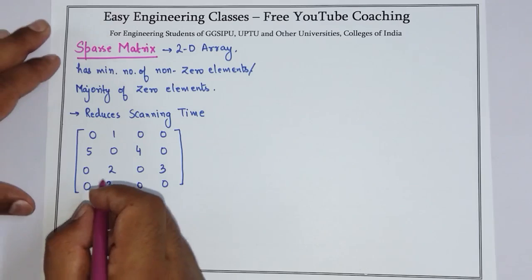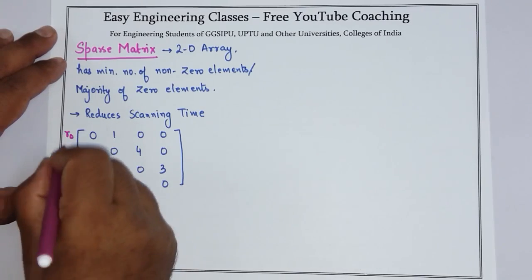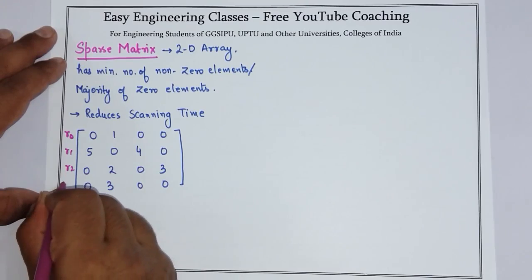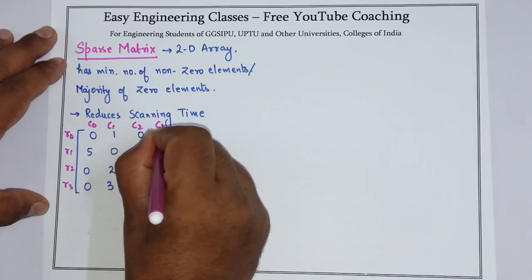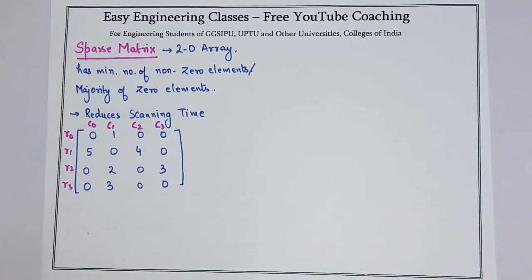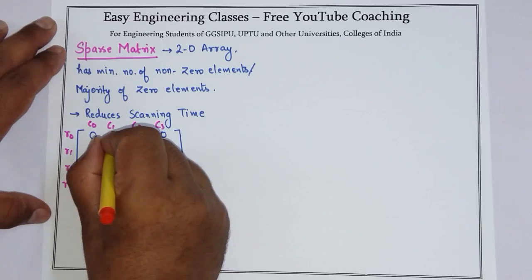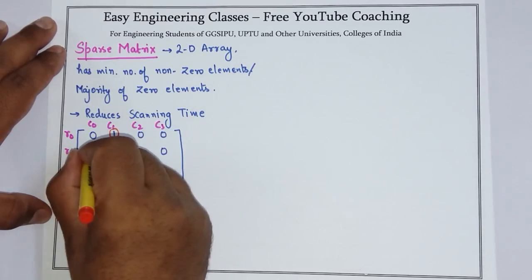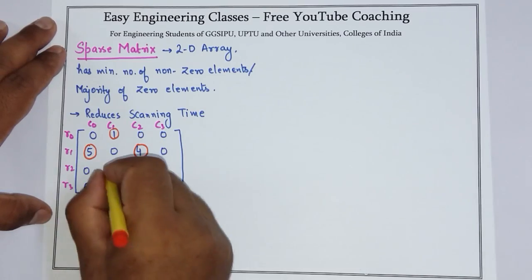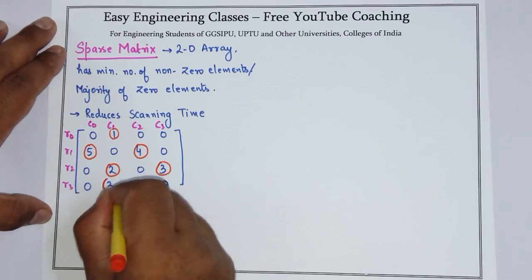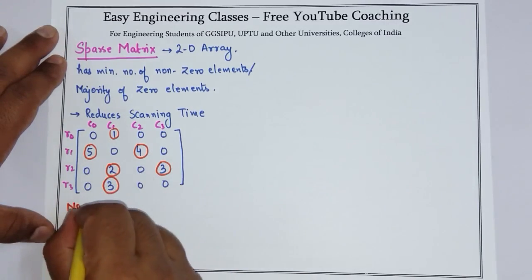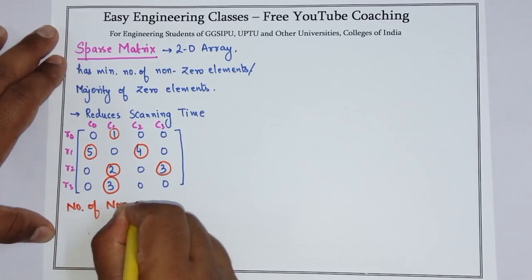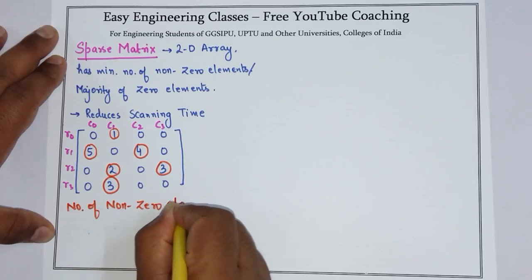So before going further, I am just denoting the rows. This is row 0, row 1, row 2, row 3. This is column 0, column 1, column 2 and column 3. So which are the non-zero elements? There are very few non-zero elements. 1, 2, 3, 4, 5 and 6. So the number of non-zero elements in this sparse matrix is only 6.